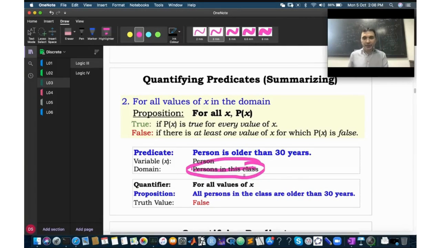Now, if I use the universal quantifier and I say that all people in this class are older than 30, then this becomes a proposition. That's the important part. This is false, of course, but the important part is that it now becomes false because the statement is not true for everyone in this class.